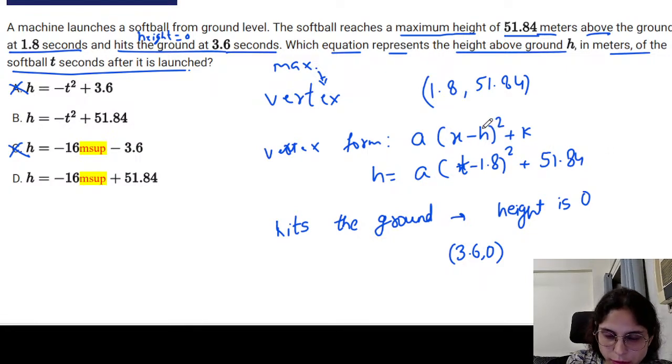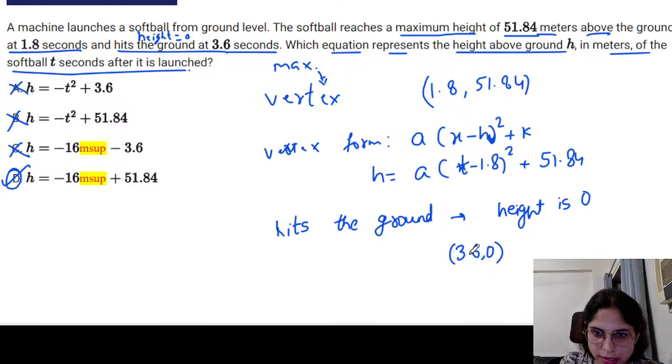Don't get confused. Let me use some other variable for this. Let me use h of vertex. So t squared is also not the correct option. So it's going to be option D. But let's also find the value of a.